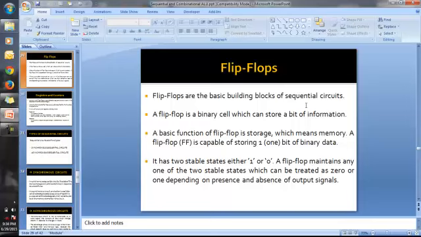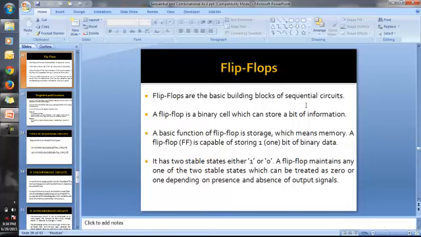Flip-flops are the basic building blocks of sequential circuits. A flip-flop is a binary cell which can store a bit of information. A basic function of a flip-flop is storage, which means memory. A flip-flop, which can be denoted as FF, is capable of storing 1 bit of binary data. It has two stable states, either 1 or 0.